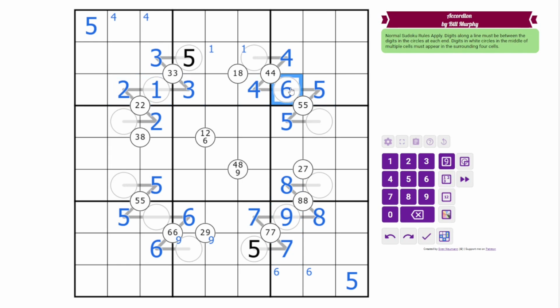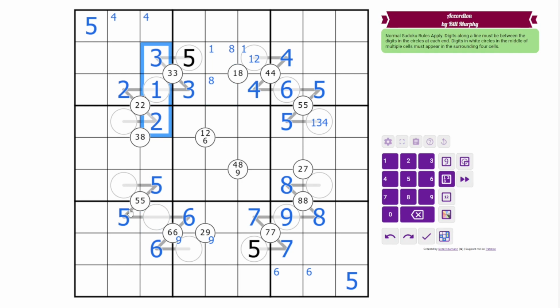And so 6 is bigger than 5, so that means this digit needs to be less than 5. It can be 1, 3, or 4. It can't be a 2. 6 is bigger than 4, so this has to be less than 4. That could be a 1 or a 2 right now. It means 8 is going to go in one of these cells.